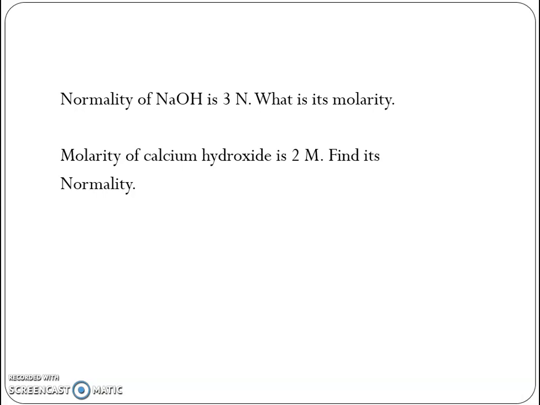Now the molarity of calcium hydroxide is 2 molar. Find its normality. Now you know calcium hydroxide is Ca(OH) twice. Hence acidity for calcium hydroxide is 2. Molarity is given as 2 molar. You have to find out normality. So you know normality is molarity multiplied by acidity. Thus 2 multiplied by 2. So it will be 4 normal.